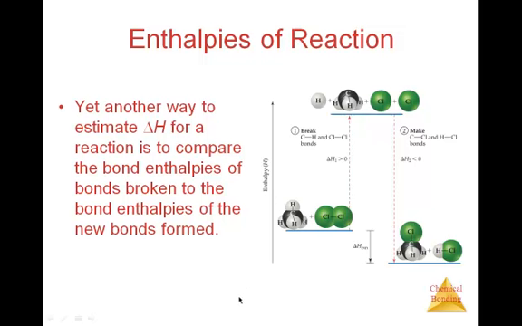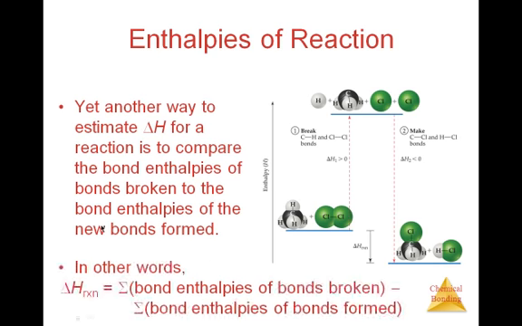Alright, enthalpies of reaction. There's another way to estimate the change in enthalpy for a reaction, and it's by using these average bond enthalpies. So we use this formula. It's very similar to Hess's law. What you do is you take all the bond enthalpies broken, you add them all up, and then you subtract from that all the bond enthalpies formed. This makes sense in terms of positives and negatives.